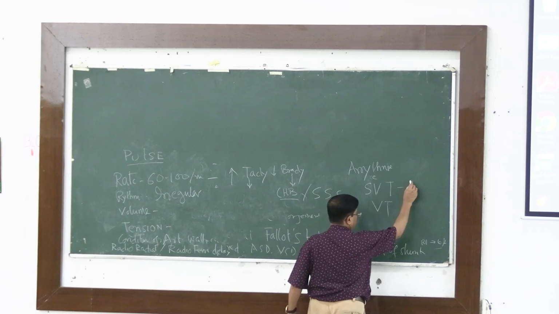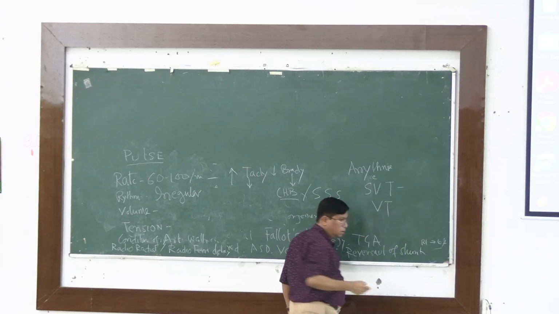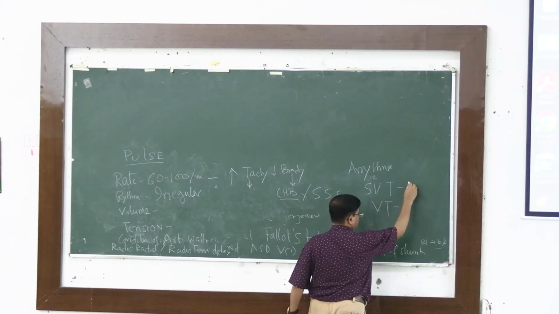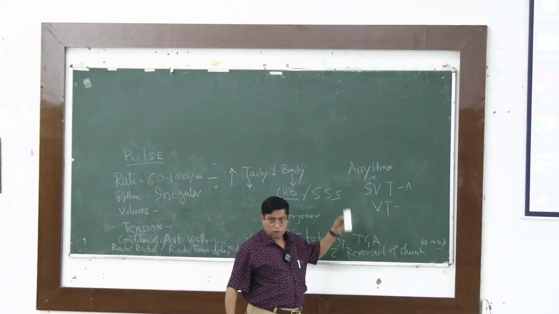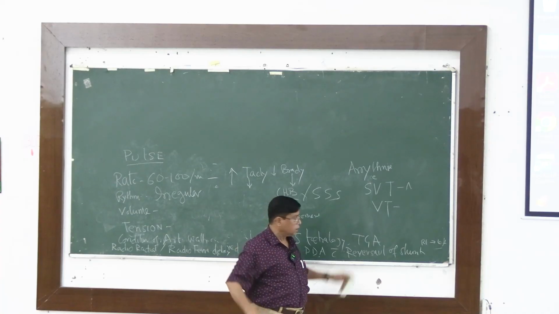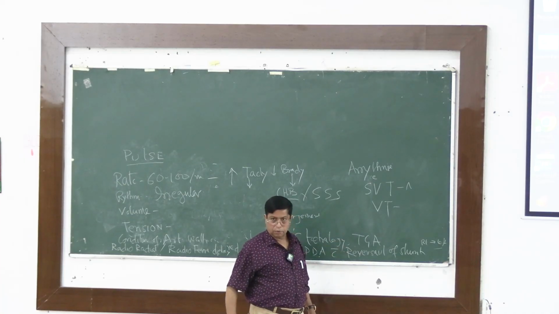Supraventricular tachycardia is usually paroxysmal and usually preceded by a P wave. The supraventricular tachycardia originates from above, so there will be a P wave. But in ventricular tachycardia, the P wave will not be there. Okay.